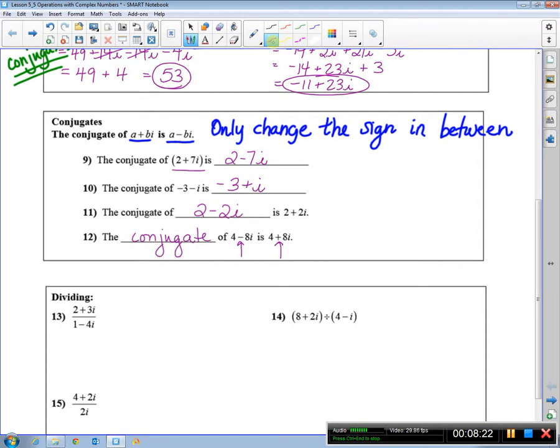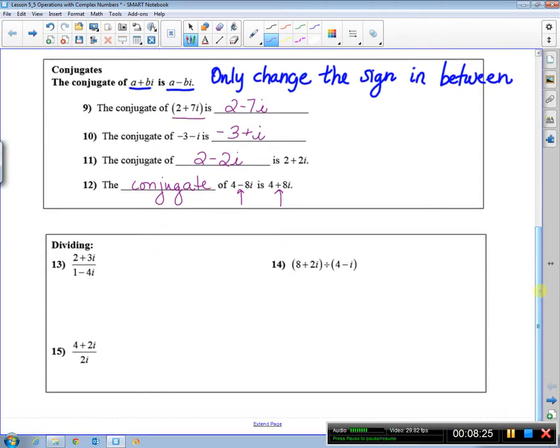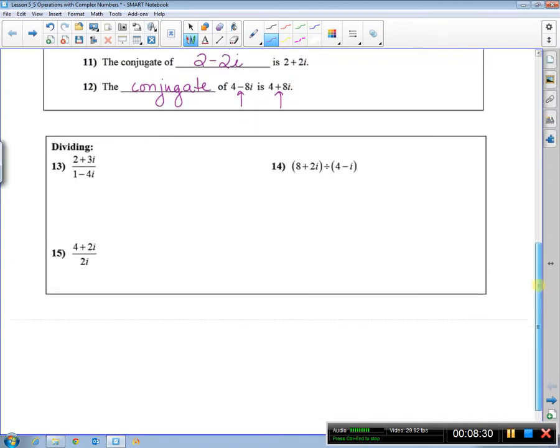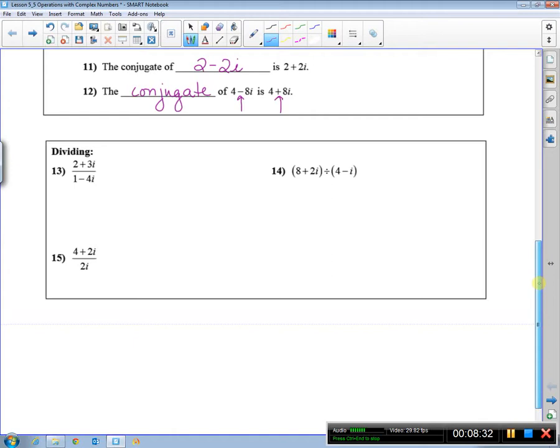So we run into using conjugates quite a bit. We used a conjugate in chapter 3 to rationalize denominators with radicals in them. And since i is truly a radical, we'll have to rationalize these as well. So in our dividing section, when you have a binomial in the denominator, you're going to need the conjugate to rationalize that or to simplify.